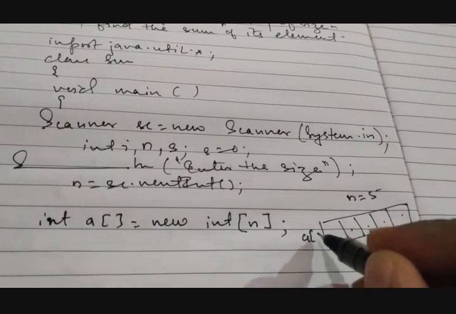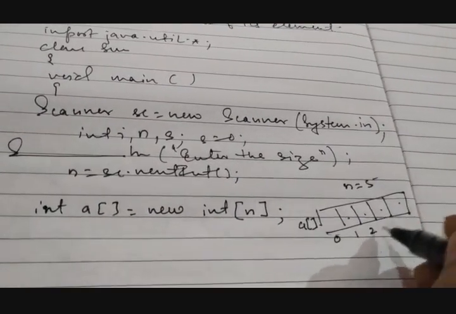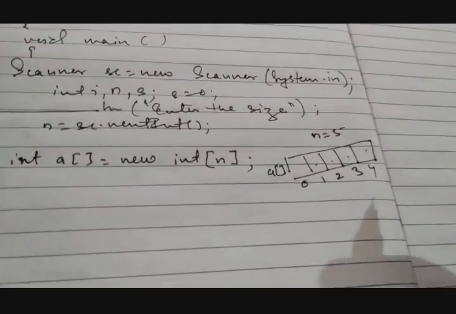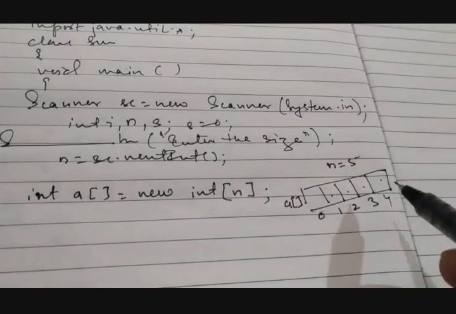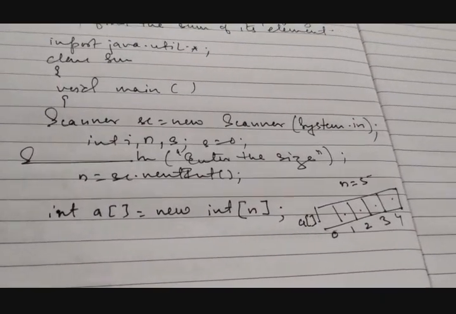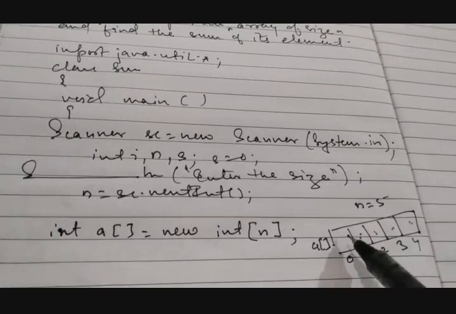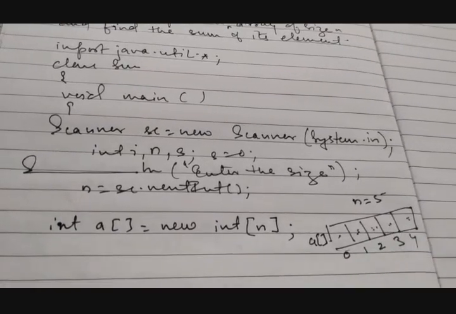And the name of the array is a, and its indexes are 0 1 2 3 4. So till now the array is empty. So in an empty array, what can you do? We cannot find the sum of the elements. So therefore they must be filled up with the elements. The elements must be present. Then only we can add it out.